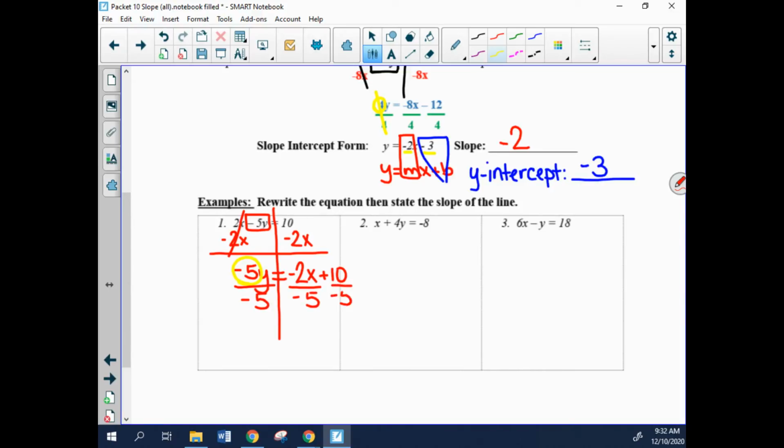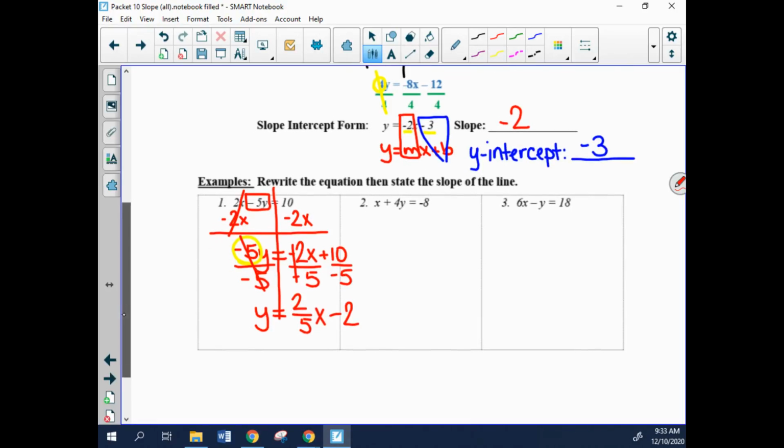So we end up dividing three different times. Negative 5 cancels out this negative 5, leaving me with y equals. I have negative 2 divided by negative 5. Two negatives turn positive, and 2 over 5 is a fraction I can't simplify, so I'm going to leave it as a fraction, 2/5, and bring my variable down. Final division is a positive 10 divided by a negative 5. A positive divided by a negative is a negative, and 10 divided by 5 is 2.